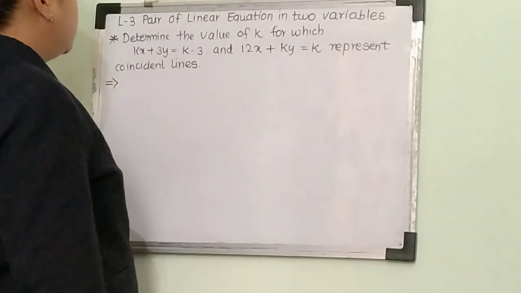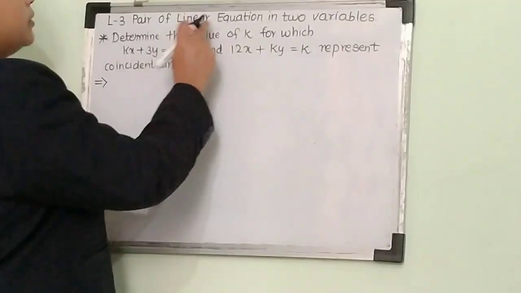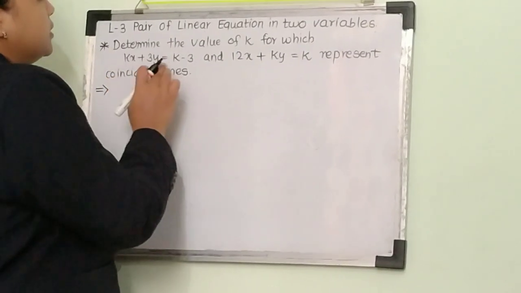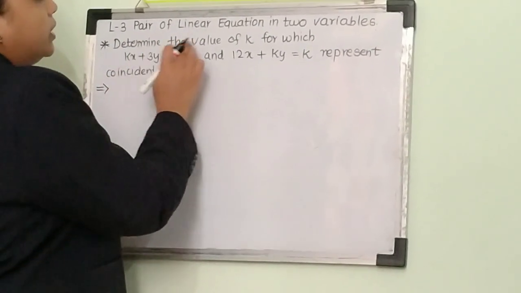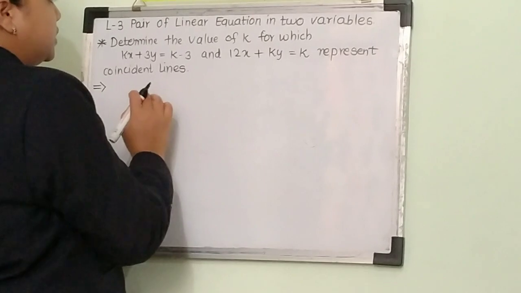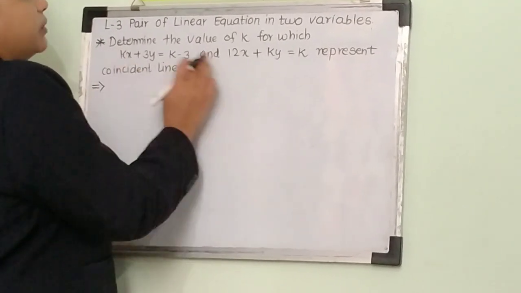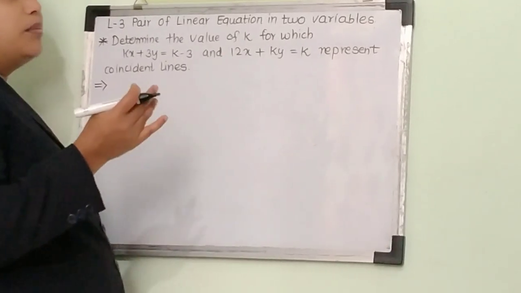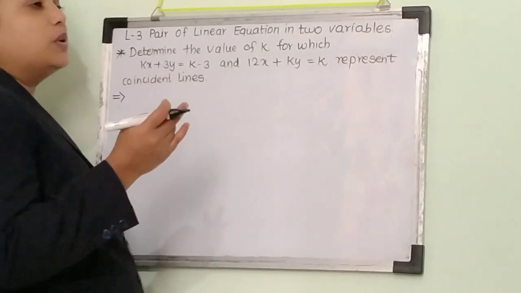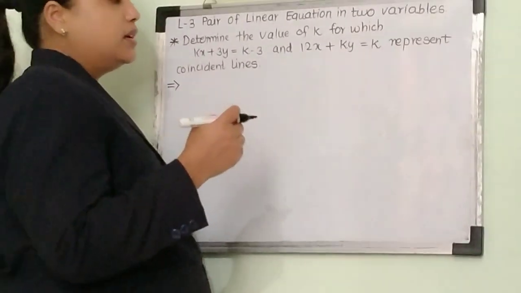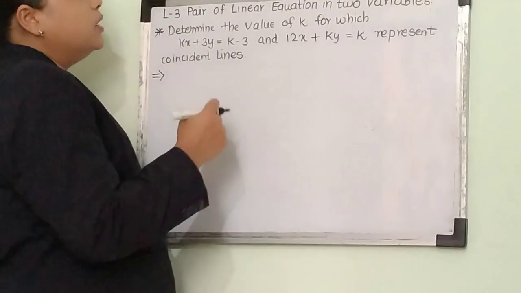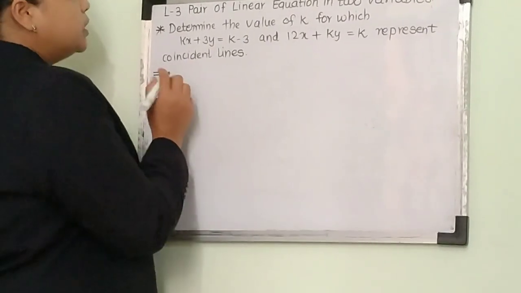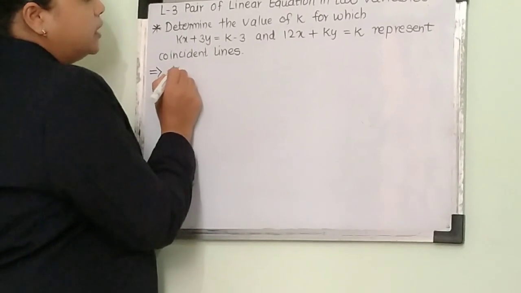Apart from the methods of solving the pair of linear equations, we have one question that will arise in your board examination: to determine the value of k, for which the given pair of linear equations represents either coincident lines, parallel lines with no solutions, or intersecting lines. Then how to solve to find out the value of k?